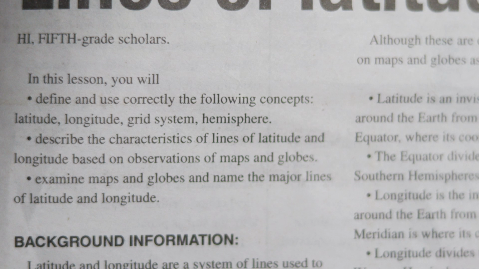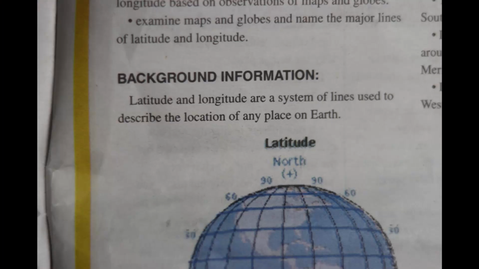In this lesson, you will define and use correctly the following concepts: latitude, longitude, grid system, and hemisphere. Describe the characteristics of lines of latitude and longitude based on observations of maps and globes. Examine maps and globes and name the major lines of latitude and longitude. Background information. Latitude and longitude are a system of lines used to describe the location of any place on Earth.